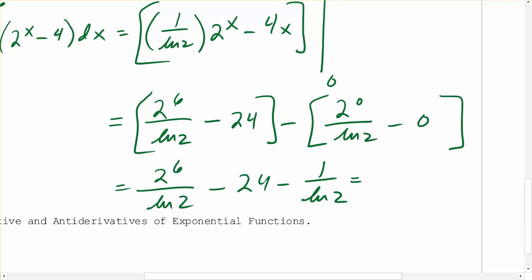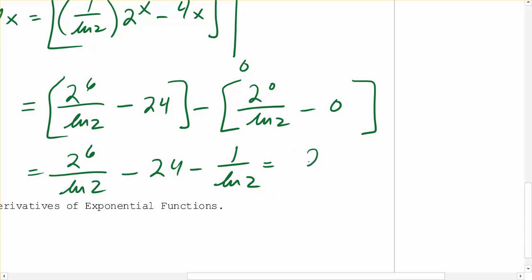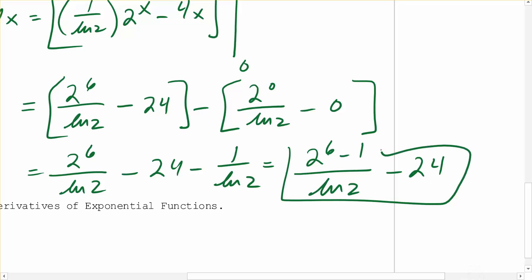Now, if you wanted to simplify that, I would simplify it like this. 2 to the 6th minus 1 over ln 2, minus 24. That would be your final answer right there. That would be a great way to write your final answer.